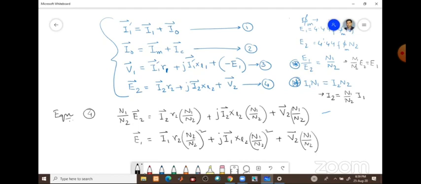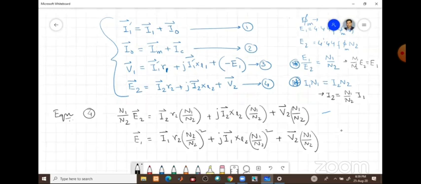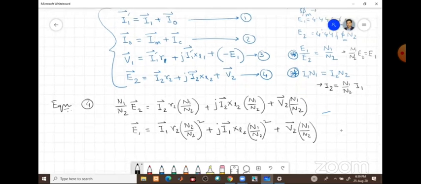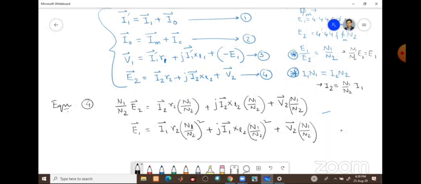So up to this, whatever I have done mathematically, there is no mathematical error in this, isn't it? Sir, it will be n1 by n2, I1 R2 into n1 by n2. You have written n2 by n2. Sorry. Okay. Everything is n1 by n2 only. So I have made a mistake. Okay. So is that clear?